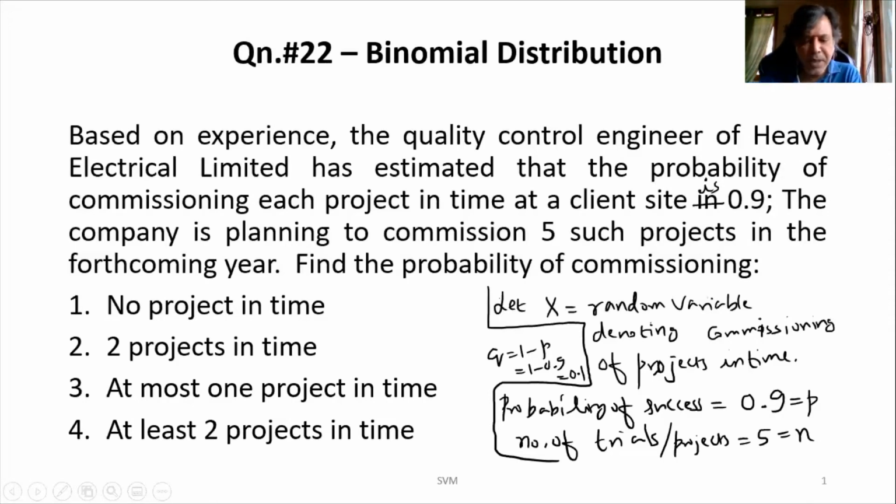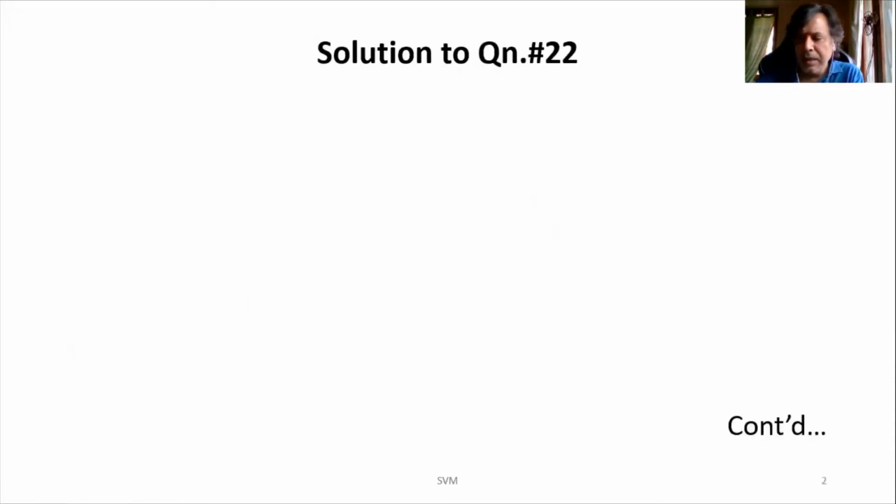So in the next slide, it is clear that capital X follows, what is capital X? That random variable. If I put the approximation symbol like this, it indicates that X follows capital B.